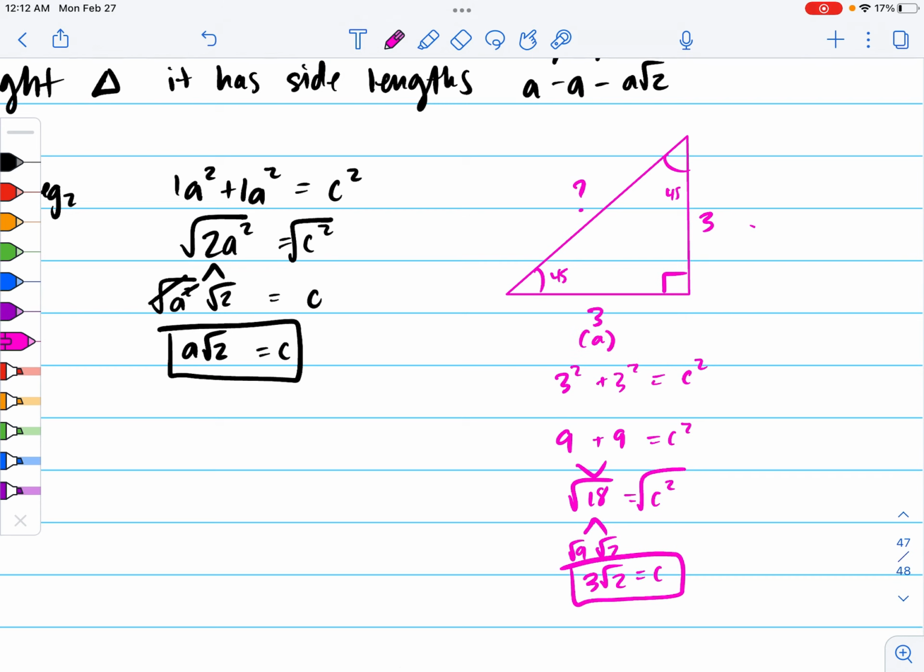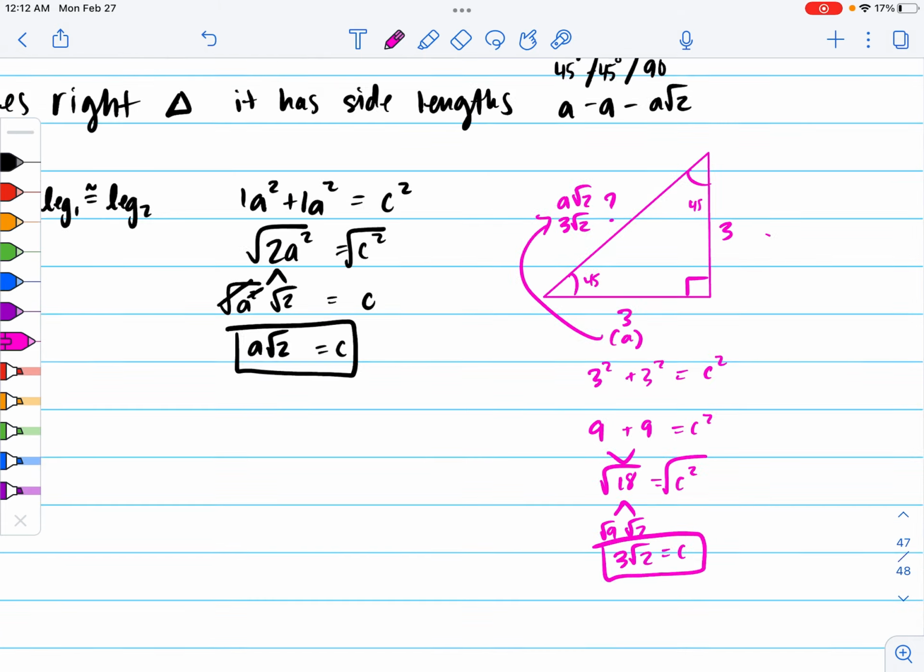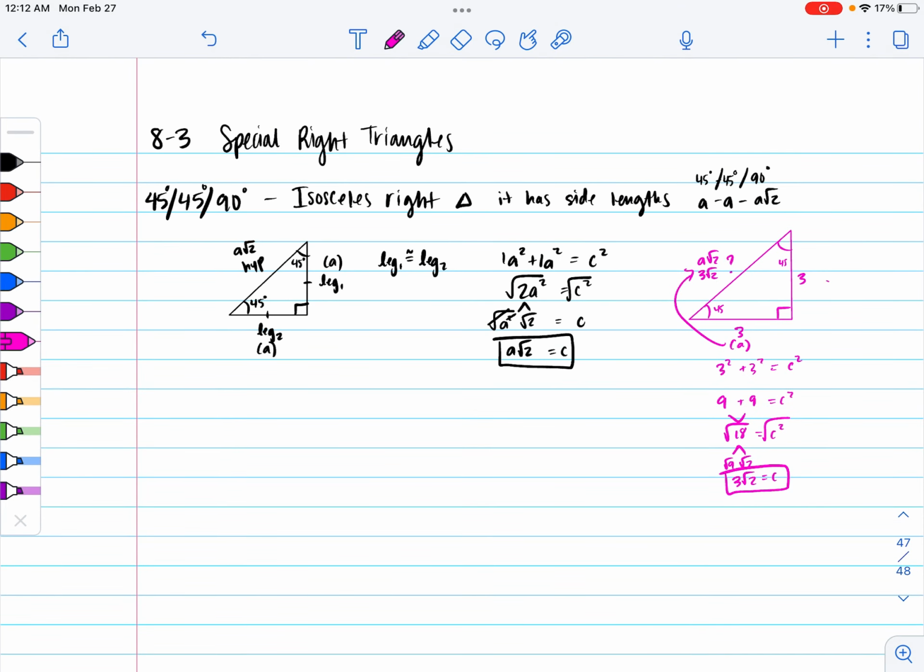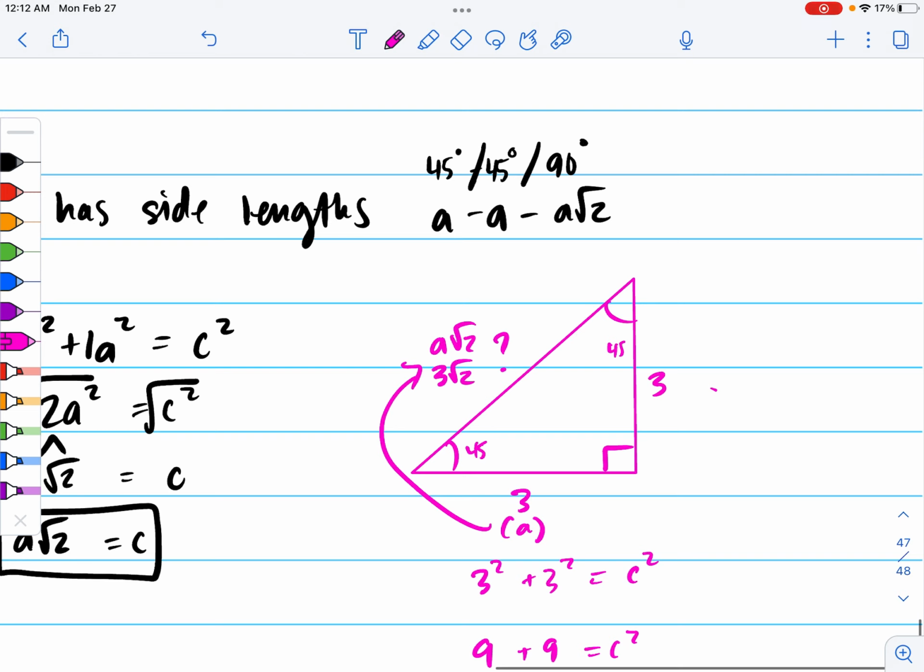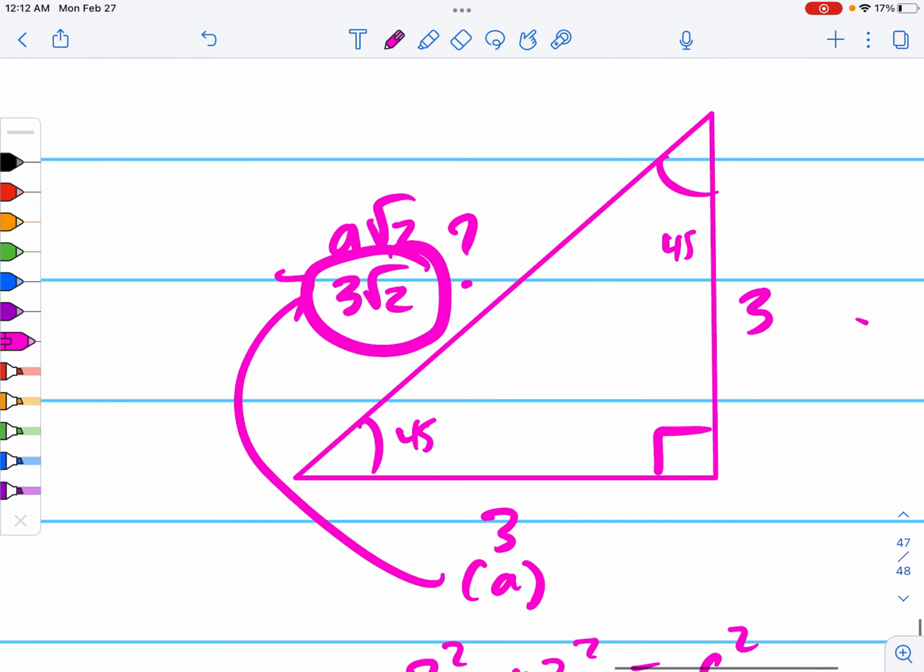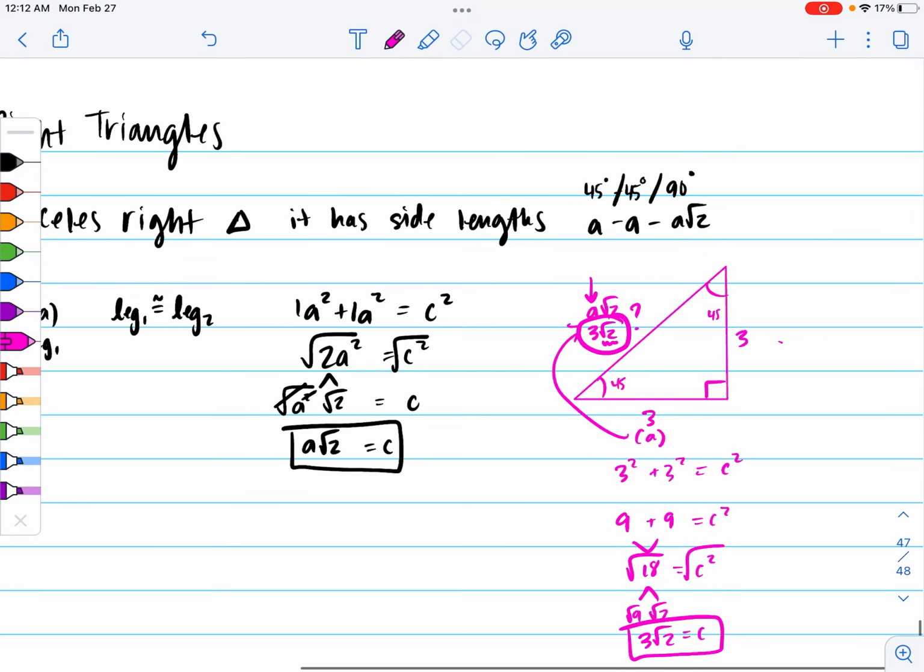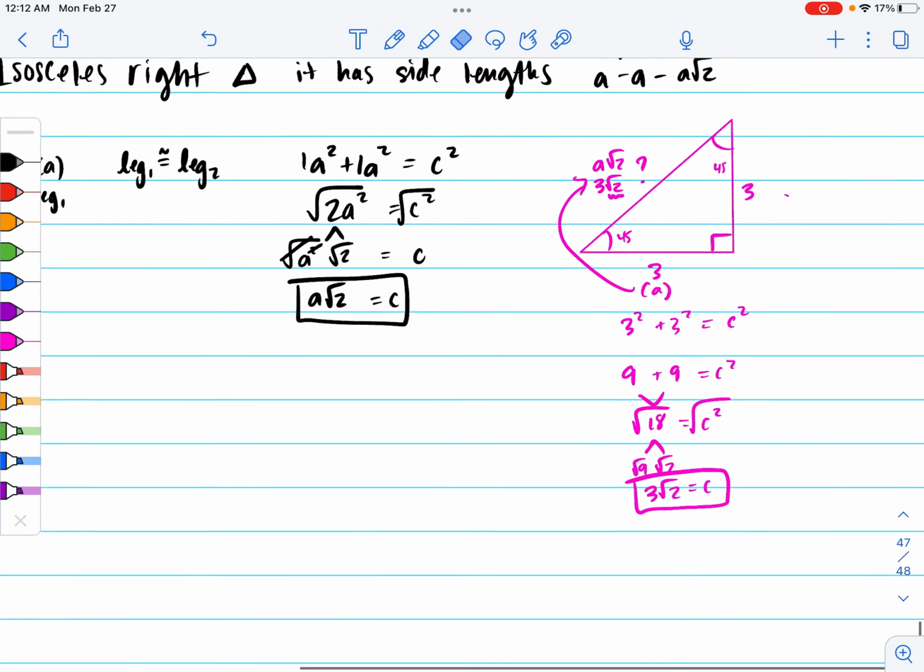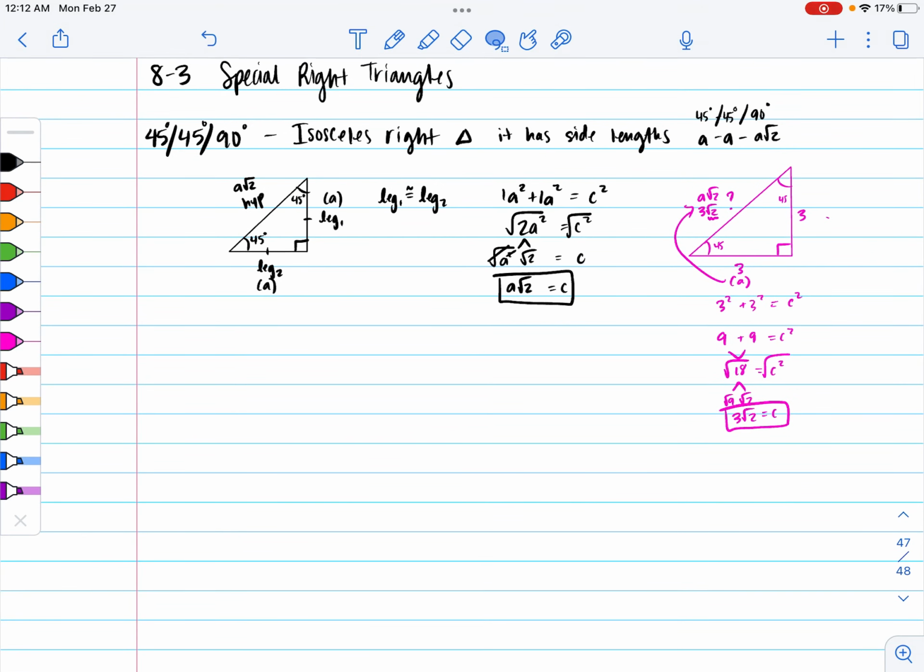All we have to do is take that a value, so this is our a, and then just multiply it by root 2. In this case, it'd be 3 root 2. So we see this actually works. No matter what, if we have one of the legs, we can solve for the hypotenuse right away. And vice versa: if we have the hypotenuse, especially if it's in the form of a root 2, then it gives us the a value right away. So we'll definitely get some practice in with this.